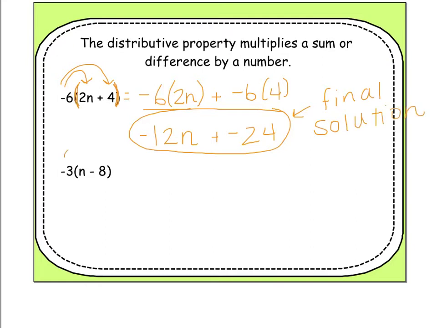The next problem, we've got -3 that wants to get in. So the -3 has to first shake hands with the n, bring our minus, and then the -3 has to shake hands with the 8.